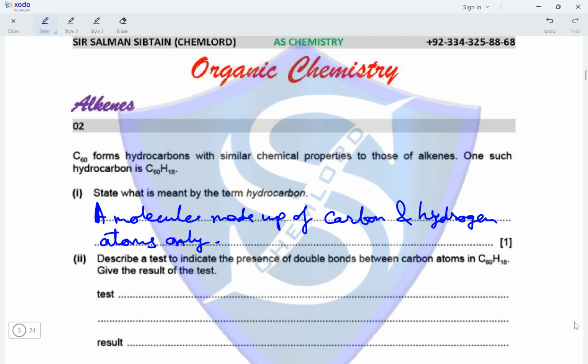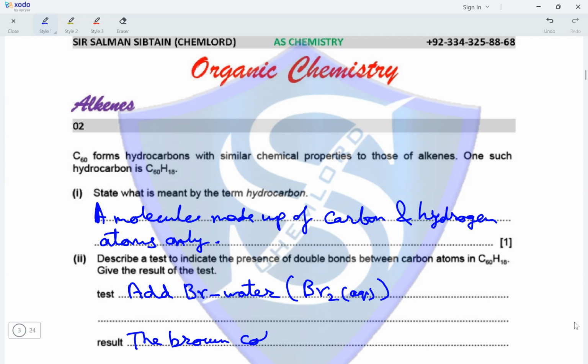Describe a test to indicate the presence of a double bond between carbon atoms in C60H18. Give the result of the test. So we add bromine water, which is also known as Br2 aqueous or aqueous bromine. And the result would be the brown color discharges. Or we can also write bromine is decolorized.